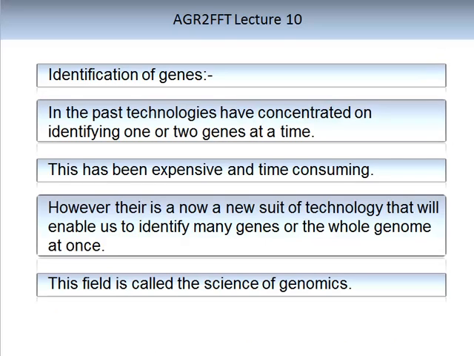In the past, the identification of 1 or 2 genes was conducted at a time. This has been very expensive and time-consuming. However, technology is gaining pace, and now a new suite of technologies exists so that we can identify many genes or even the whole genome at once. This field is called the science of genomics, or genomics.